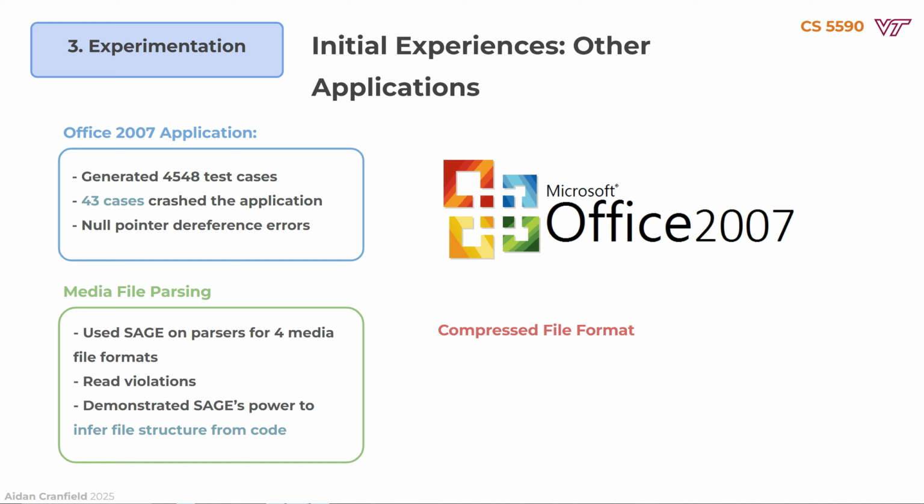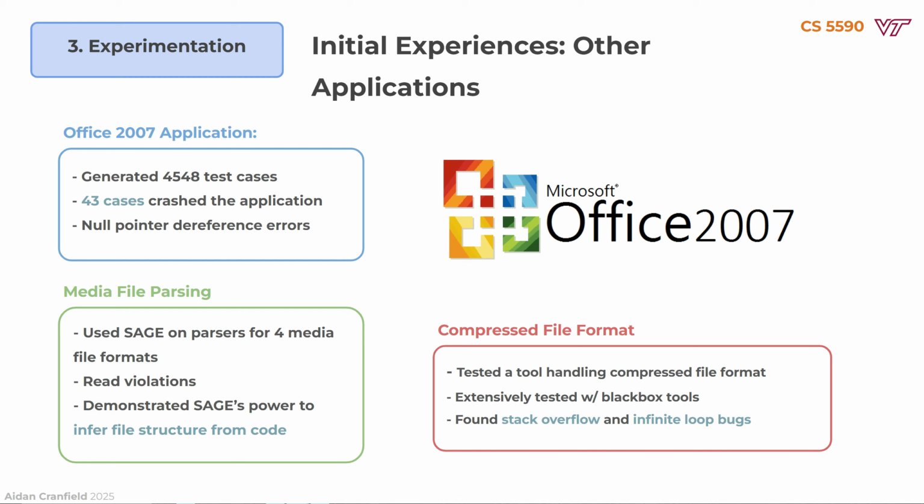The researchers also used Sage to test a tool that handled compressed formatted files. And these were previously tested extensively with black box tools. But Sage was able to find 2 new bugs, specifically one stack overflow bug and one infinite loop bug that caused the CPU utilization to be constantly at 100.